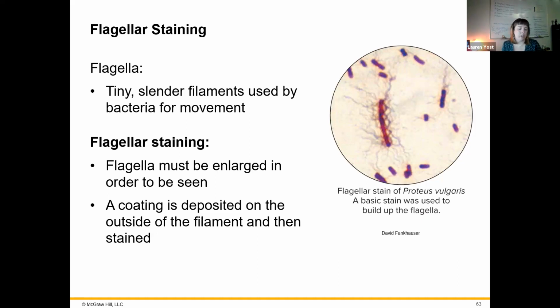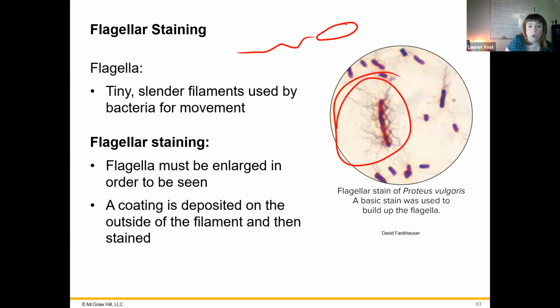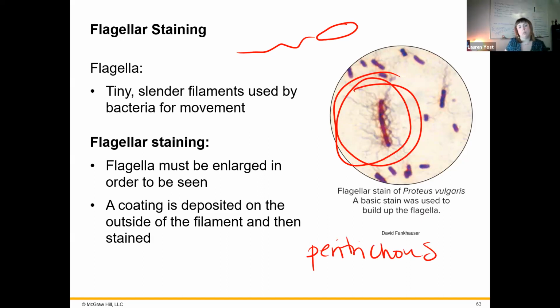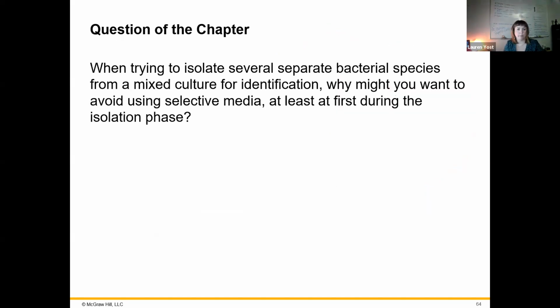Some bacteria only have one flagellum. A flagellum is a single one. So if you were like this, that's just one. Clearly, this one has it all over it, right? This is what we call peritrichous. We'll talk about that more soon. So that's that for this chapter.